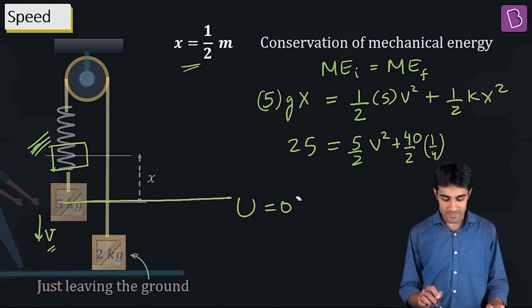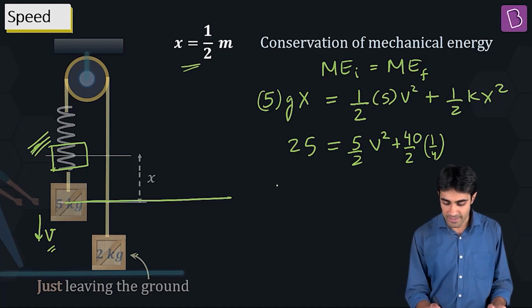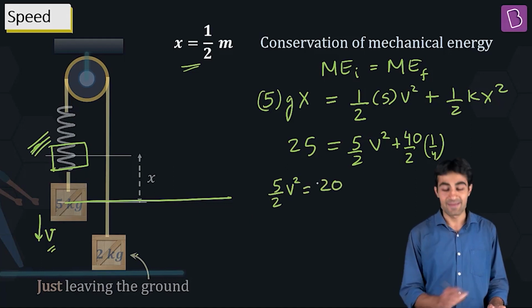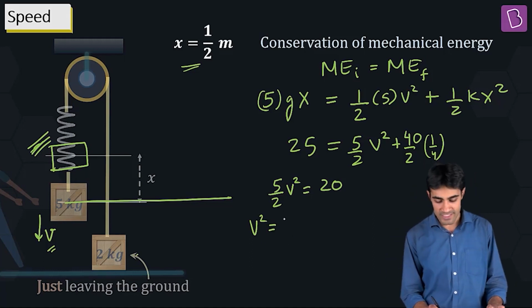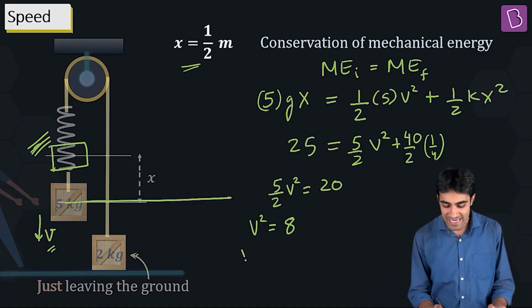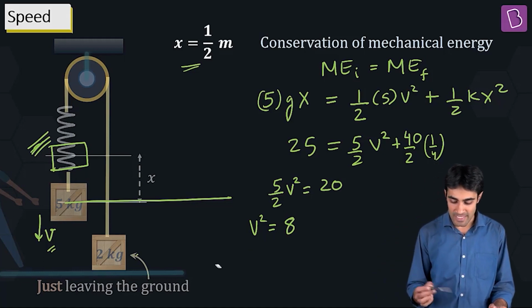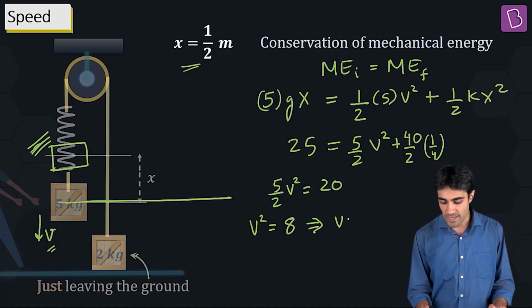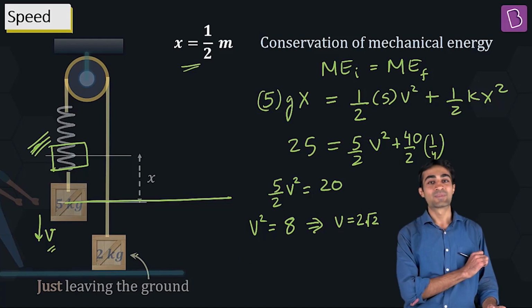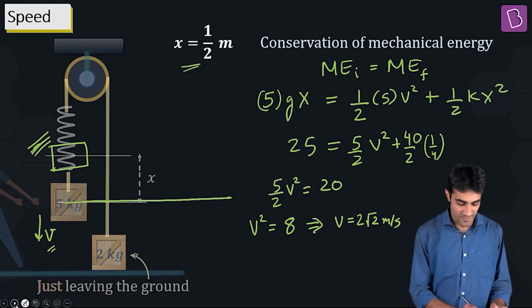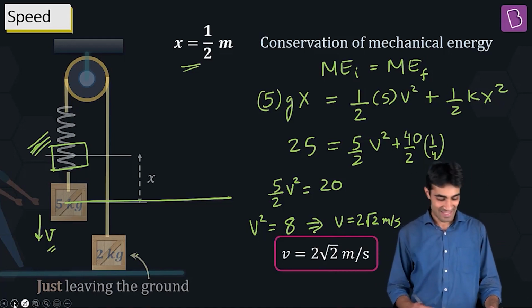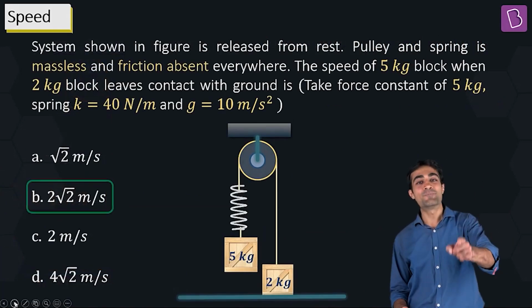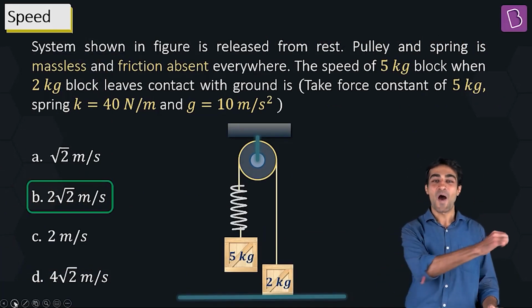So what are we getting? We are getting something interesting. We are getting that 5 by 2 v square is equal to 20. This means v square is equal to 40 by 5, which is equal to 8. And v is coming out to be 2 root 2. This means v is coming out to be 2 root 2 meter per second. We finally got the speed of 5 kg block. Incredible. So let us just mark option B as the correct answer for our question.